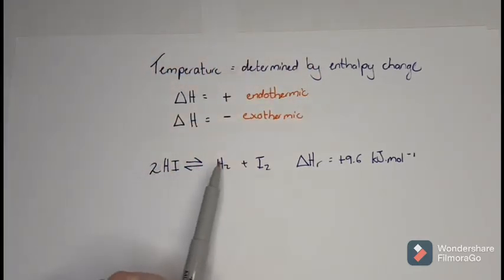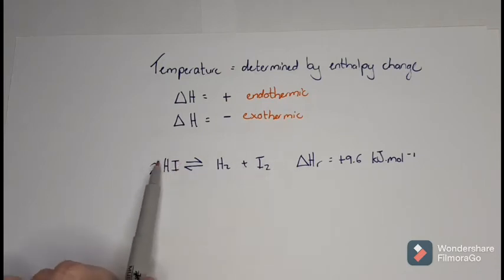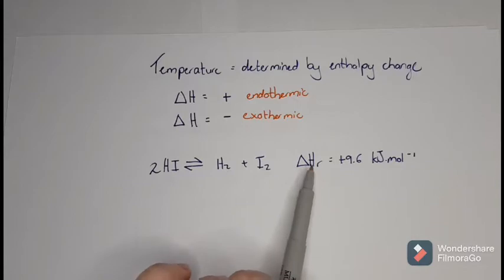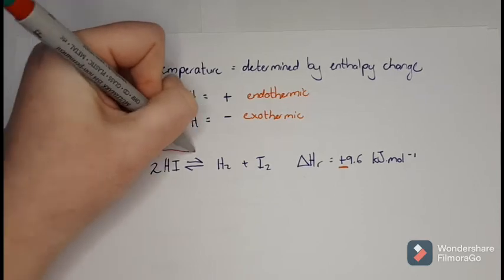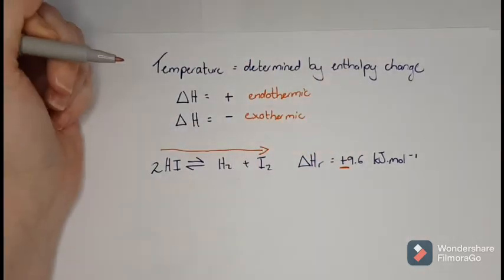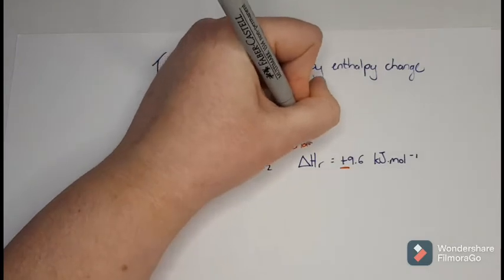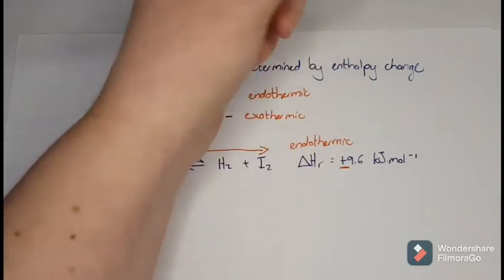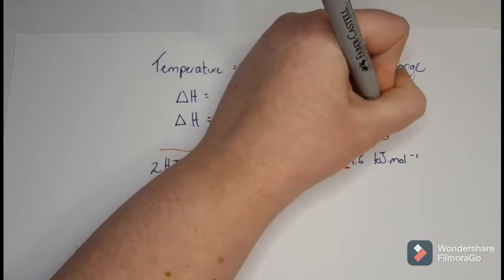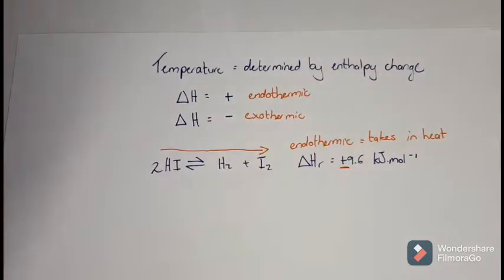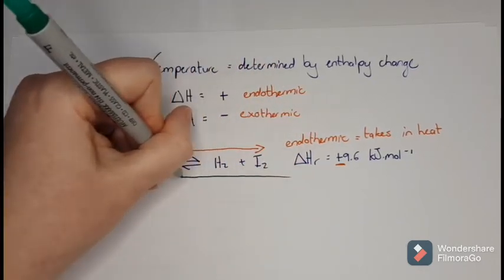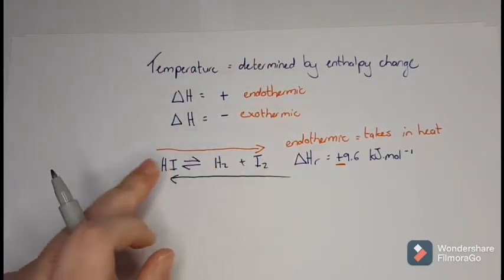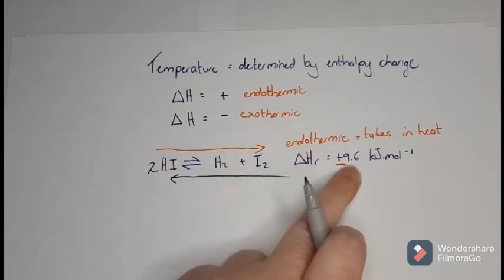So if I look at this example, I've now got my HI breaking down into H and I, and the delta H is positive. So that means that the reaction going this way is going to be positive, which means endothermic. And endothermic means takes in heat. Okay, but now that's the forward reaction. So now the backward reaction going this way with the H and the I making HI means I'm going to do the opposite of this.